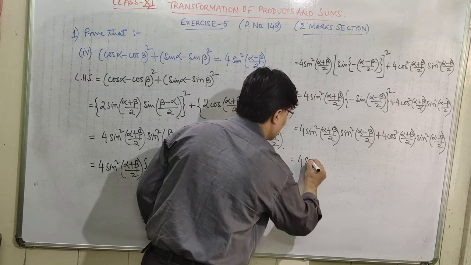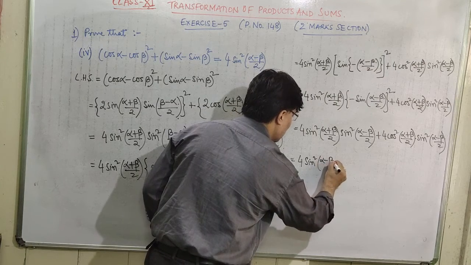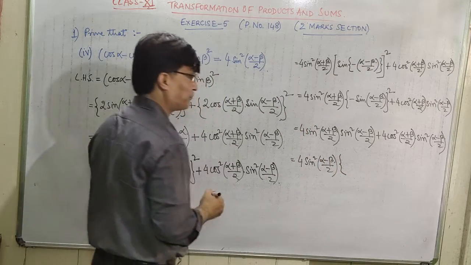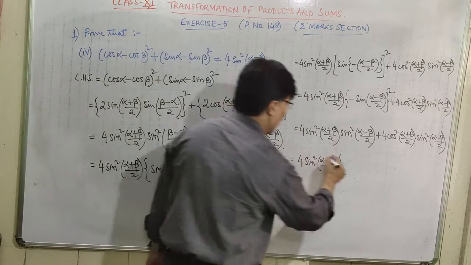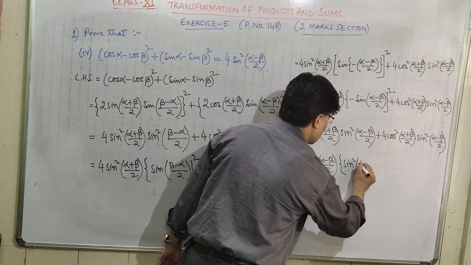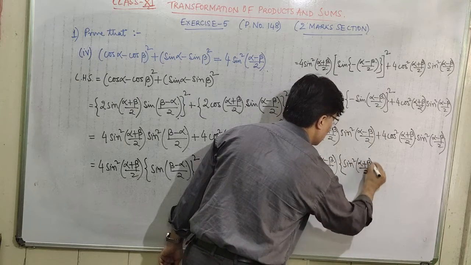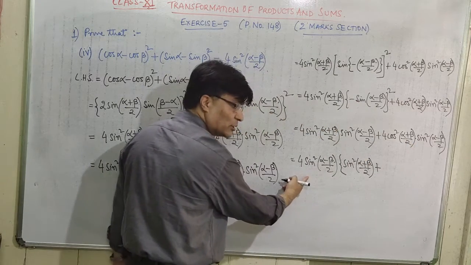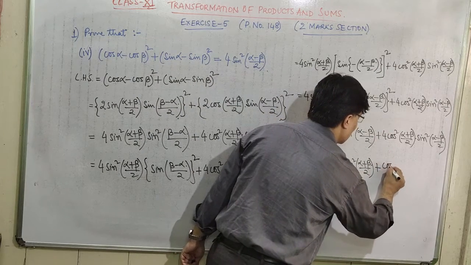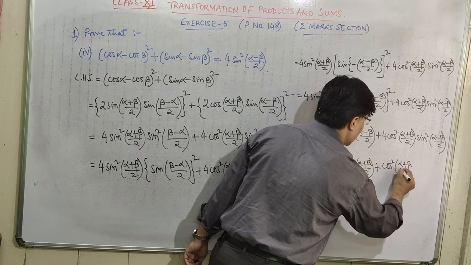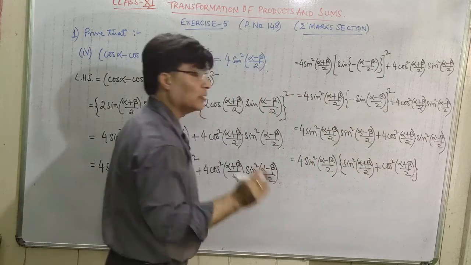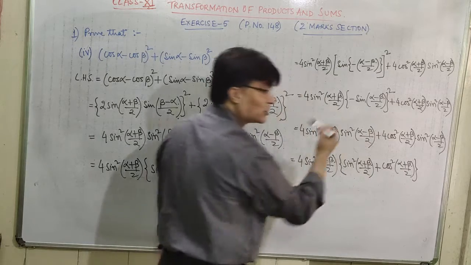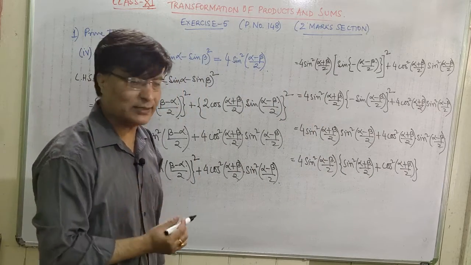4 is common, and sine square alpha minus beta by 2 is taken common. So within the second bracket, what do we have? We have sine square alpha plus beta by 2 plus, then 4 sine square alpha minus beta by 2 is taken common, so it remains only cos square alpha plus beta by 2. Understood now? So what is the formula for this expression? This is just like your sine square theta plus cos square theta, which is equal to 1. You know that from class 10, isn't it?